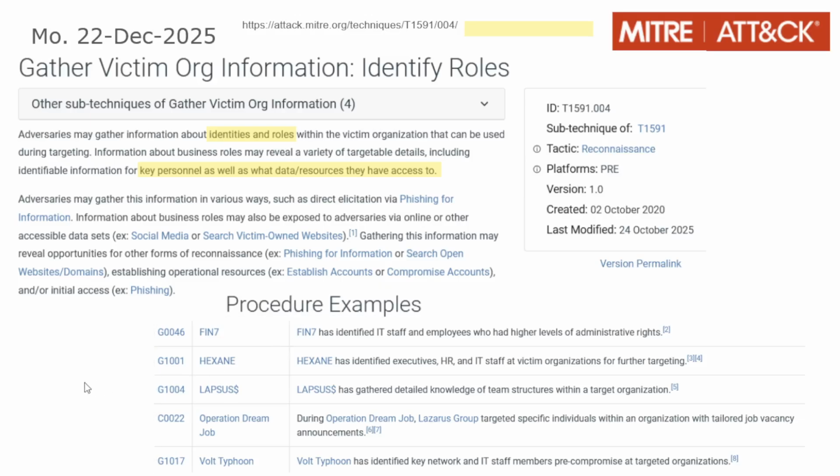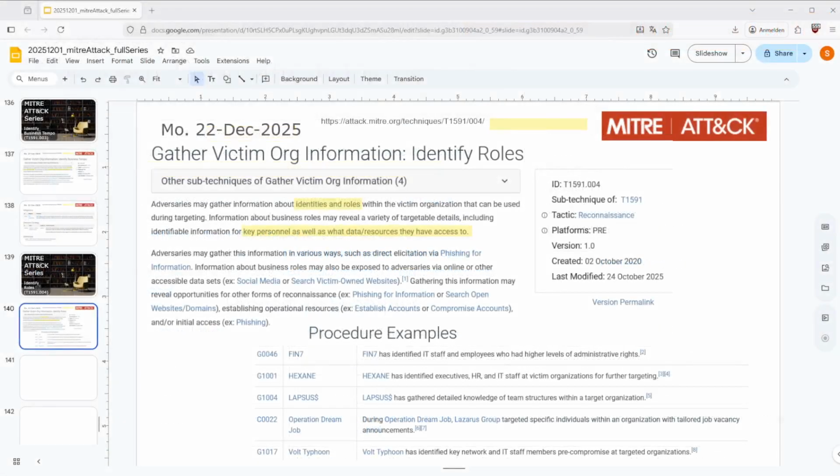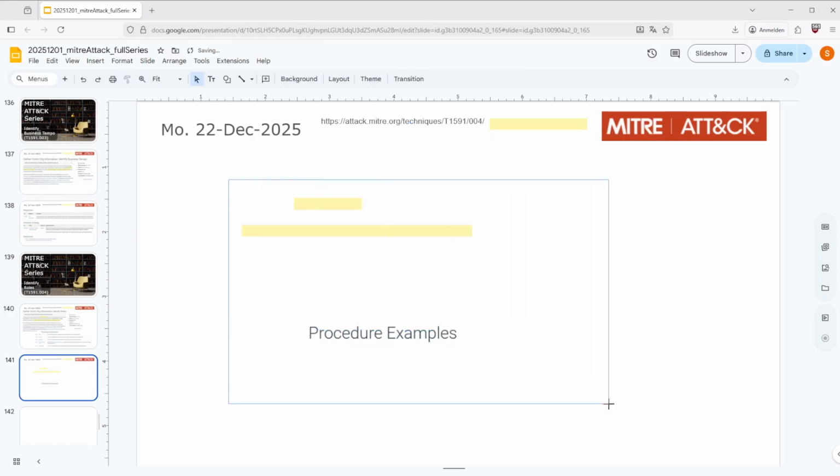So we have now Fin7. Slowly but surely I recognize these names. So Operation Dream Job, that I don't recognize, but Lapsus, Fin7 and Volt Typhoon. Hexane I think we've read as well. And they all have identified executives, human resources and IT staff. So they just identify employees of a company. Nothing exciting, but still, you got to know that stuff like this exists.